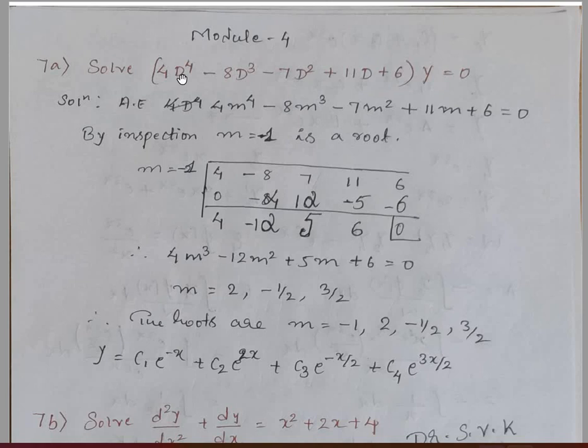As the degree of this equation is 4, by inspection I am going to find one of the roots. By inspection I got a root as m equal to -1. Using m equal to -1, I will go with synthetic division. The equation has been reduced to 4m^3 - 12m^2 + 5m + 6 equal to 0. Solving this using your calculator, you will get the roots as 2, -1/2, 3/2.